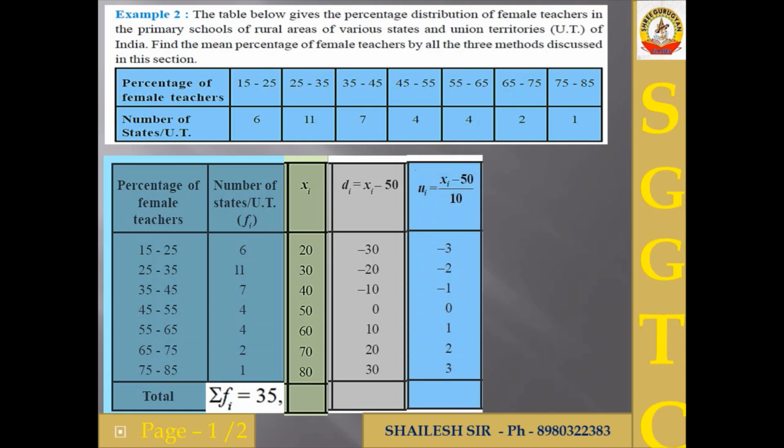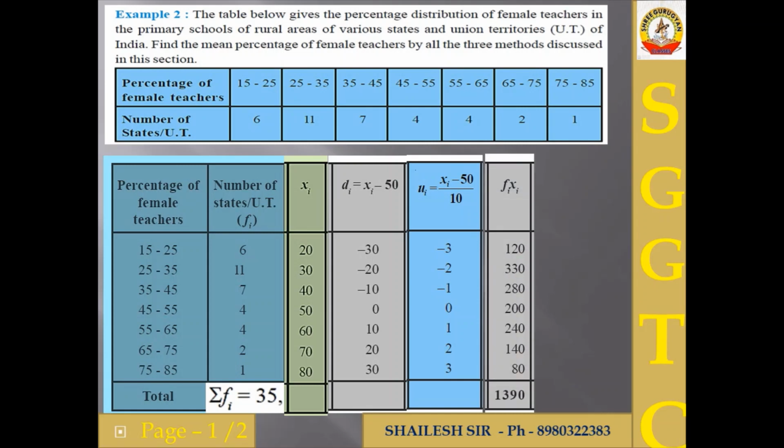And the next column there is your Ui table. Ui means Xi minus the assumed mean, upon the class length. Yes students, your class length is moving here 10, 10. Look at the first table: 15 to 25, 25 to 35, 35 to 45. All of these have a gap of 10, therefore your class height is 10. Applying the raw values, you get minus 3, minus 2, minus 1, 0, 1, 2, 3.